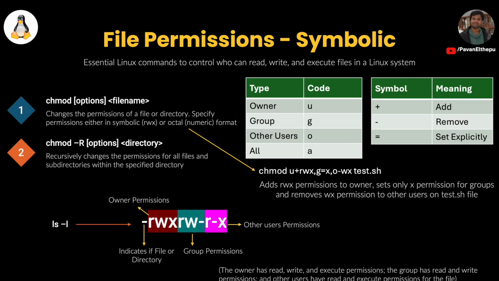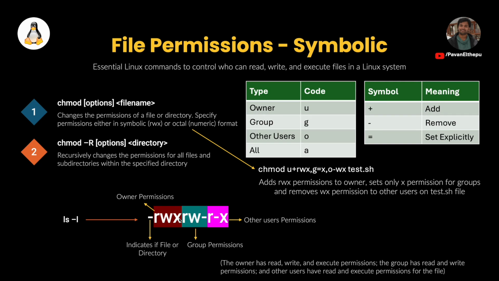The first group shows what the owner of the file has access to. In this case, the owner of the file can read the file, write to the file, and also execute the file. Let's say RAM is the owner of the file.